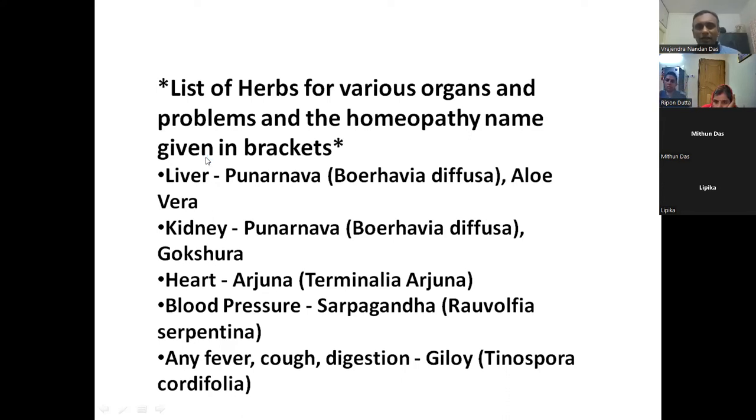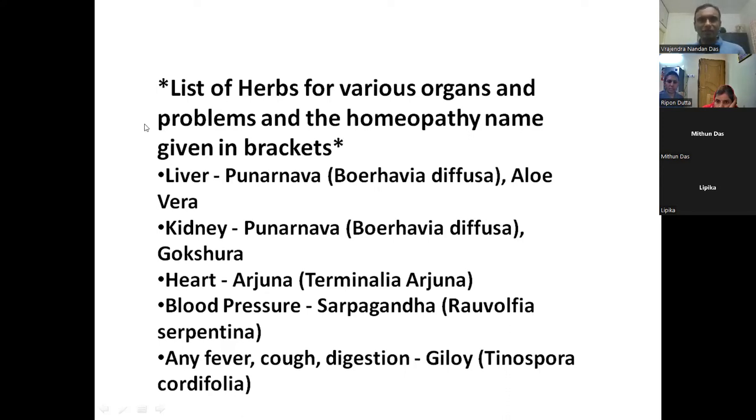Actually, in Ayurveda you will get it in all forms, either as a liquid tonic or in tablet form. In homeopathy, it will be in liquid form only. How much dose should be taken? If you are taking the homeopathy form, then you can take around 8 to 10 drops. You can ask for Terminalia Arjuna mother tincture.